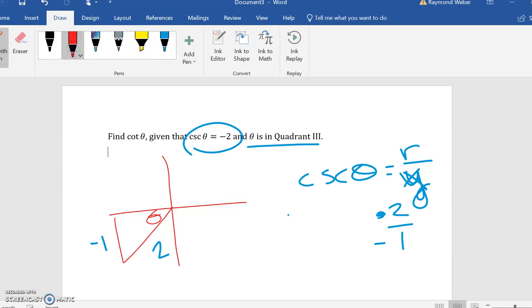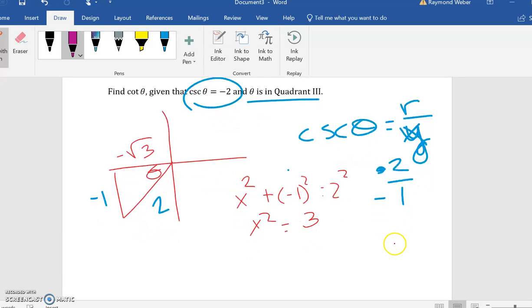So I'm missing this up here. I'm missing the x. x squared plus 1 squared equals 2 squared. It's x squared, that's 1 minus 4 is 3, so this is the square root of 3, but it's negative. Remember, this could be negative or positive, and this is negative because I'm in the third quadrant and I'm going in a negative direction. So that's how I made those decisions.